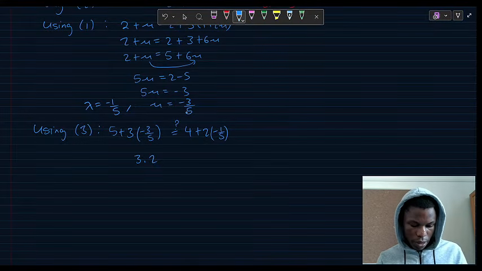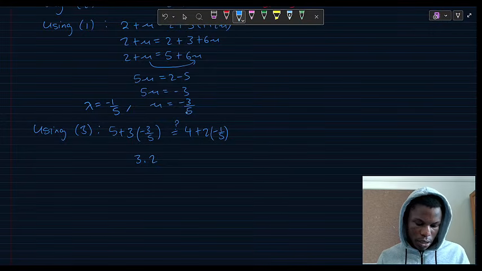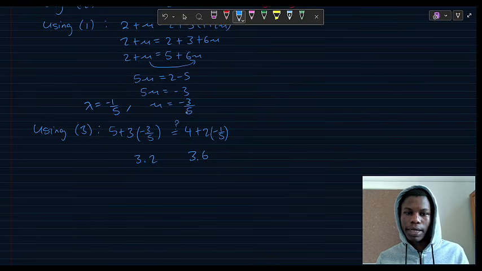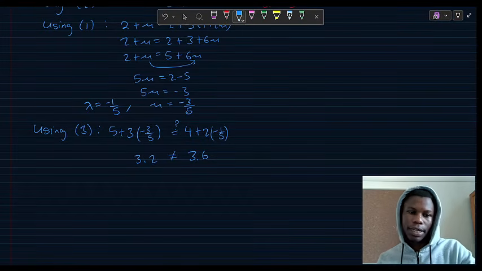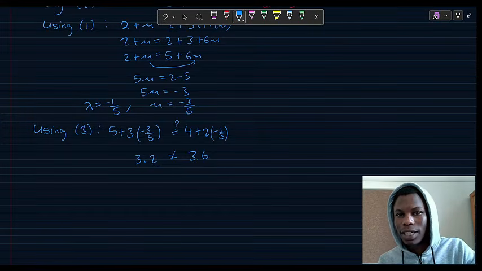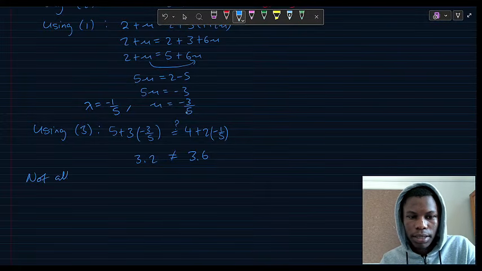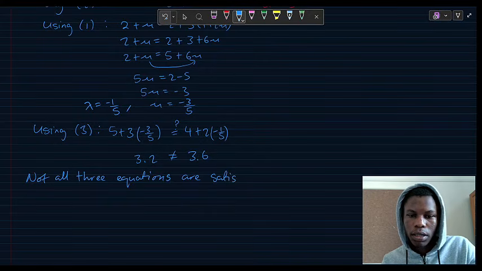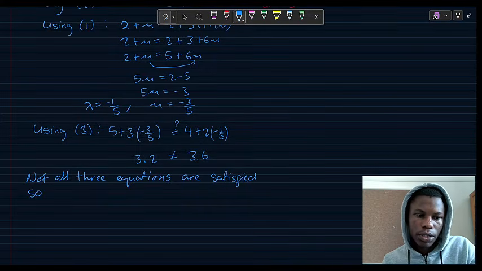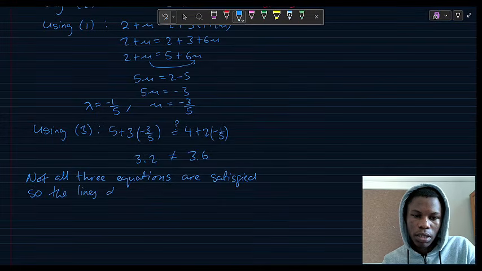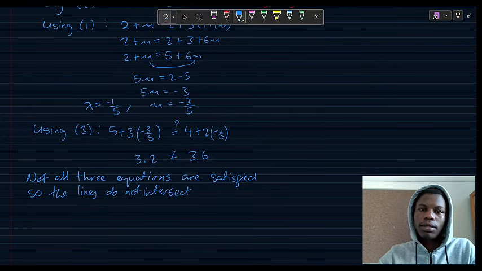And is that equal to the right-hand side? So I've got 4 plus 2 times negative 1/5. We get 3.6 on the right-hand side. So clearly the left and the right side are not equal. So the third equation is not satisfied. So the lines do not intersect. So we can say that not all three equations are satisfied. So the lines do not intersect. And that is our final answer.